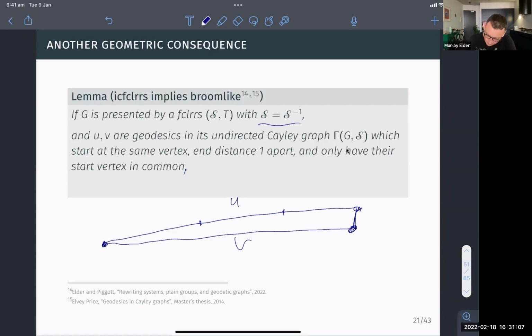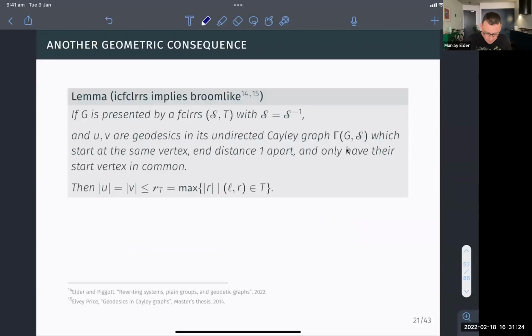U followed by that edge is not reduced. So therefore there has to be a rewriting rule somewhere. But as soon as I do a length reducing rewriting rule, it's going to drop down length at least 1. And so I'll be straight away onto V. So the conclusion is that U and V are the same length, and they're at most the maximum length of a rewriting rule left-hand side.